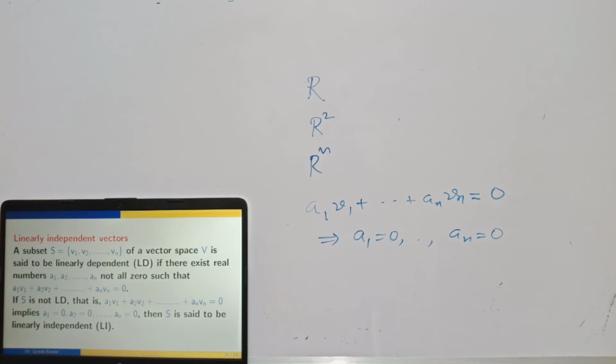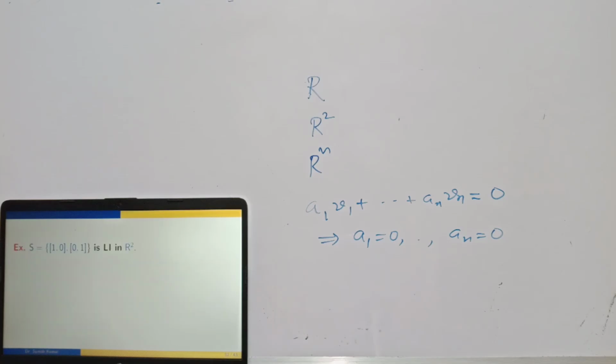Very important definition of linearly independent vectors. So how to check that vectors are linearly independent? Already you have done these examples. Put the linear combination equal to 0 and find the scalars.